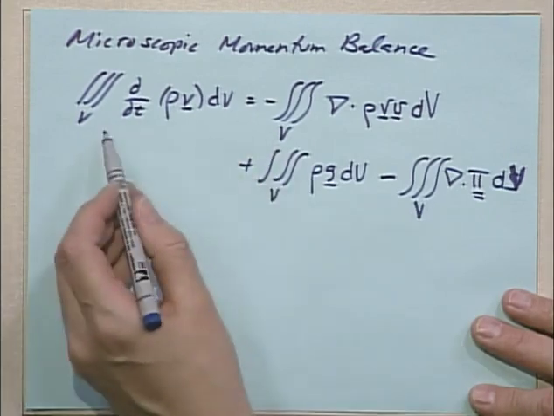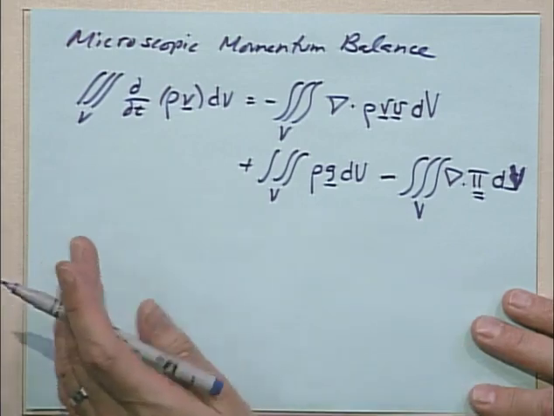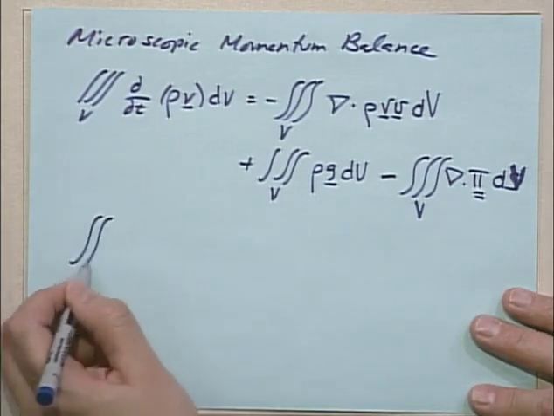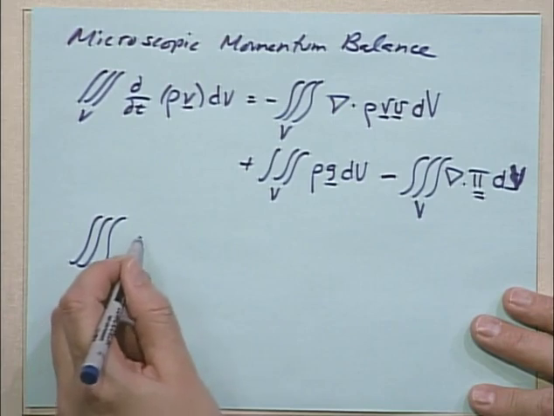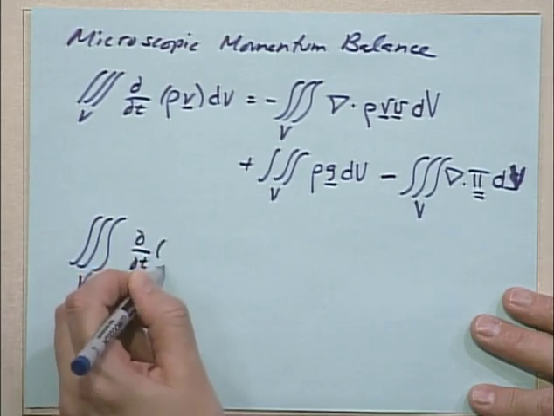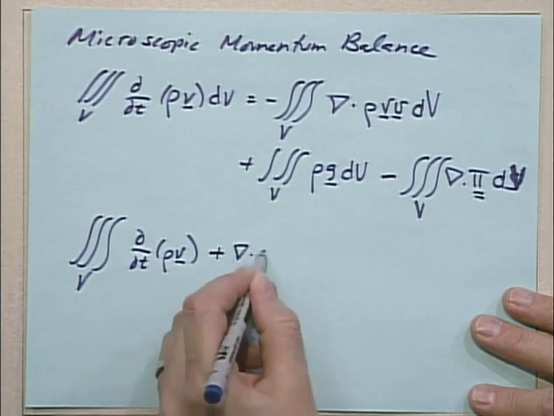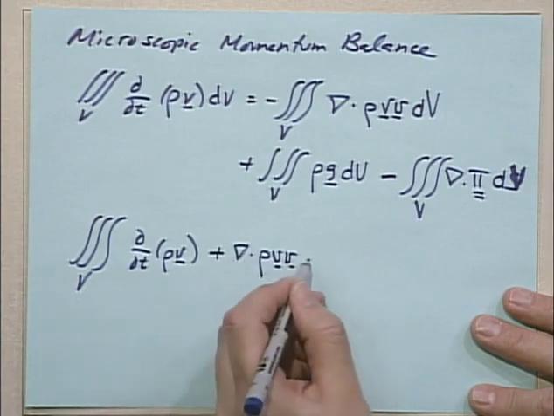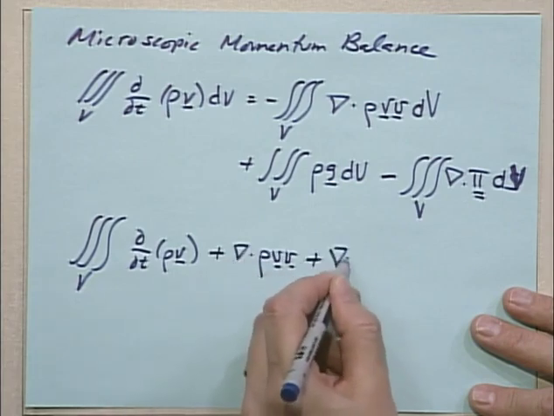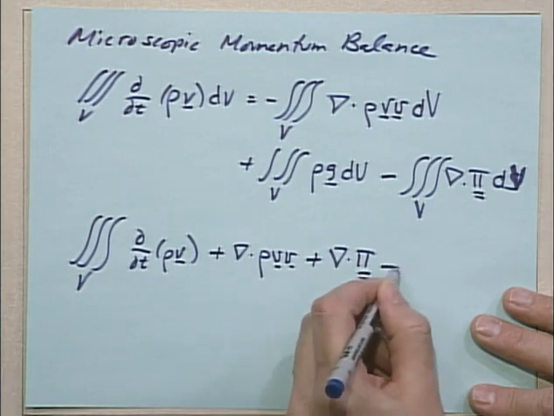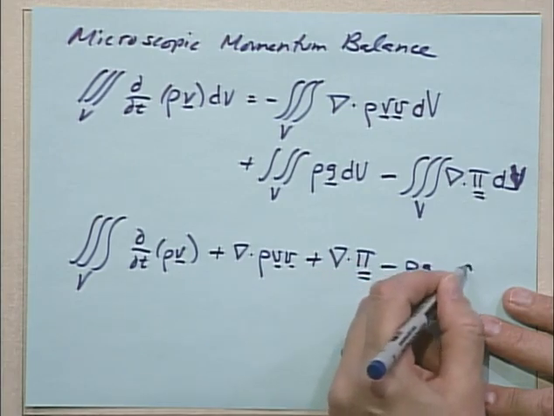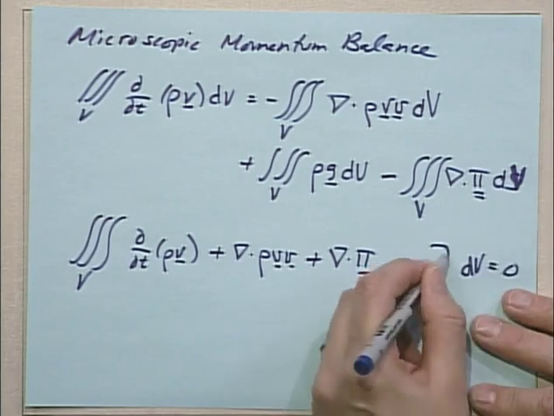Now, they're all volume integrals, so we can all move them to one side and put them under the same integral sign. Partial with respect to t of rho v plus del dot rho vv plus del dot pi minus rho g dv equals 0.